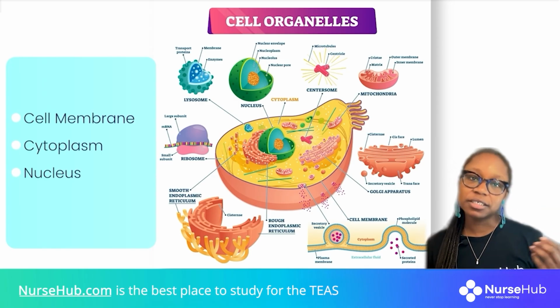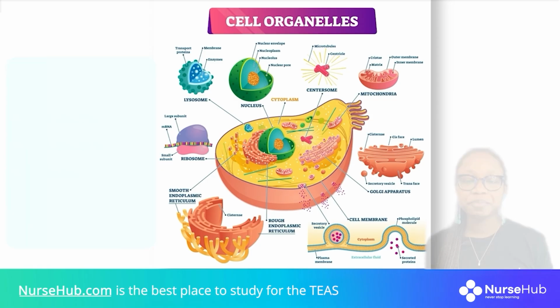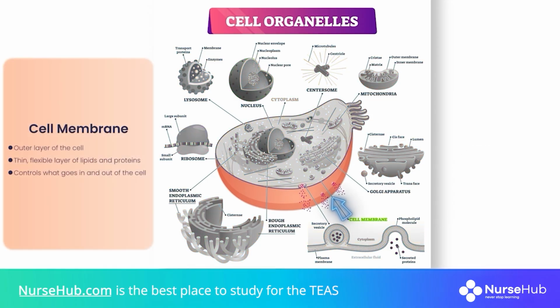Let's first chat about the cell membrane. The cell membrane is the outer layer of the cell. It is made up of a thin, flexible layer of lipids and proteins, and it surrounds the cell and controls what can get in and out of the cell. It essentially acts as a gatekeeper, controlling the flow of nutrients and waste in and out of the cell.